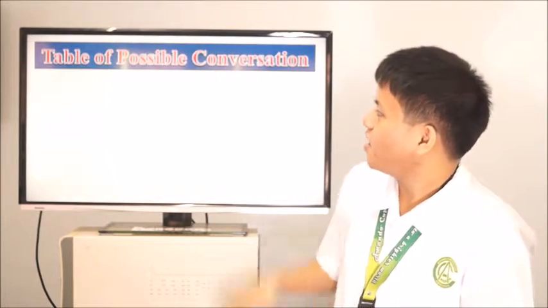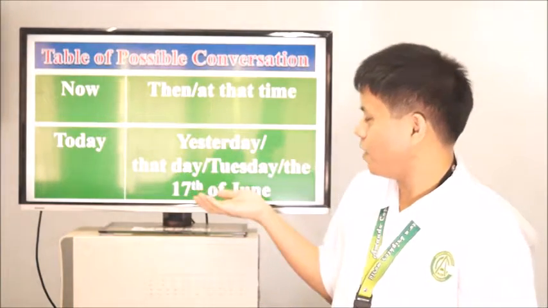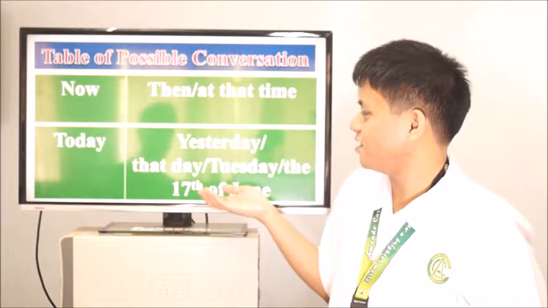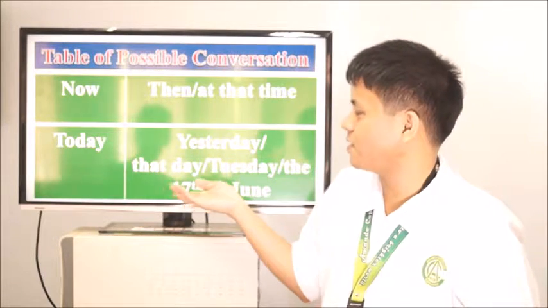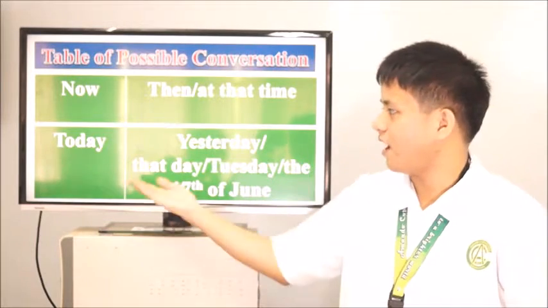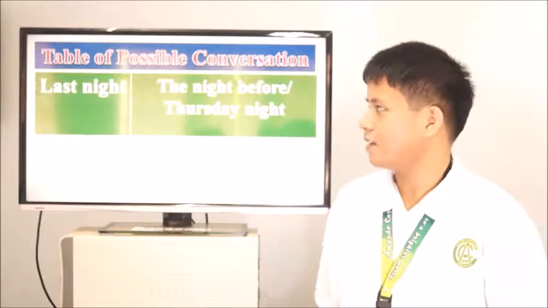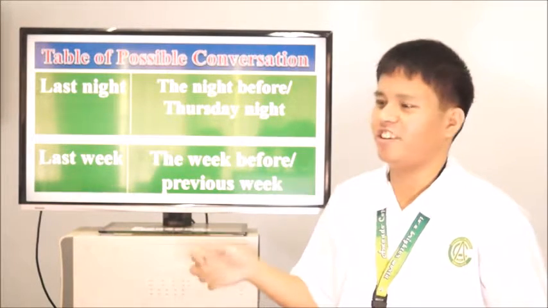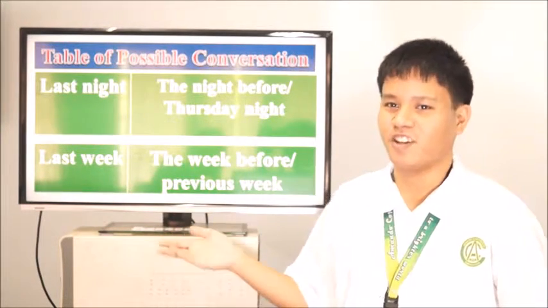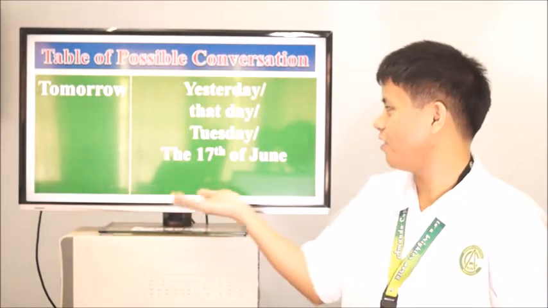Okay, table of possible conversations. These are possible conversations that you will have, and these are the different times you can use to combine with the reported speech. Now and today, yesterday, last night. I'm sure you can already get the gist of what I'm trying to say in the combinations. Last week, and tomorrow.